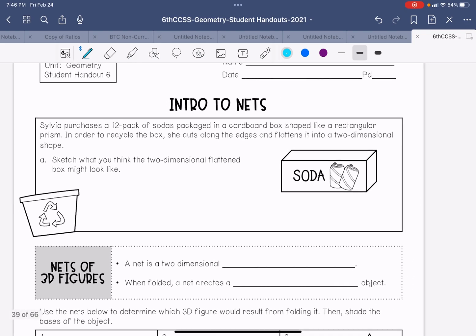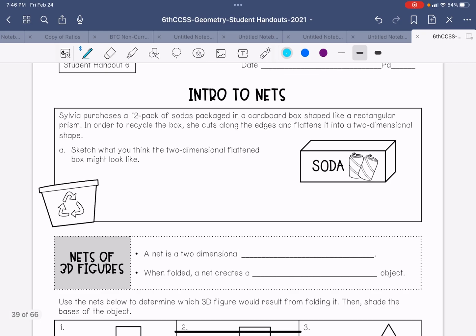Okay, an introduction to nets. Sylvia purchased a 12-pack of soda packages in a cardboard box shaped like a rectangular prism. In order to recycle the box, she cuts along the edges and flattens it into a two-dimensional shape. Sketch what you think this would look like as a two-dimensional shape. So if she took this apart and laid it flat, what would it look like? Pause the video and draw that out.